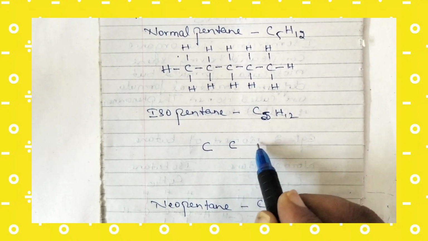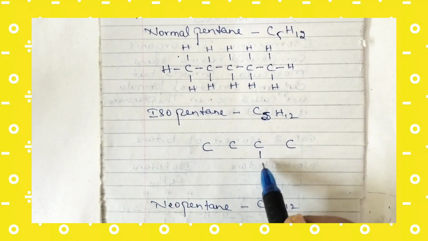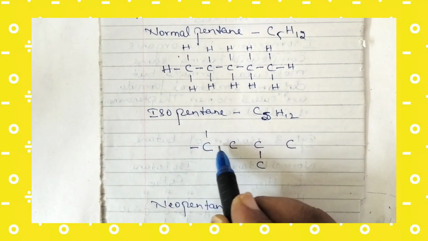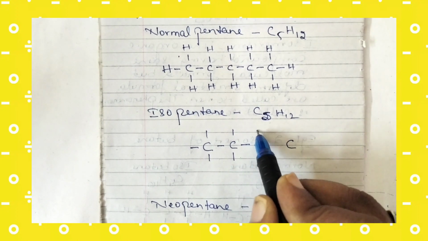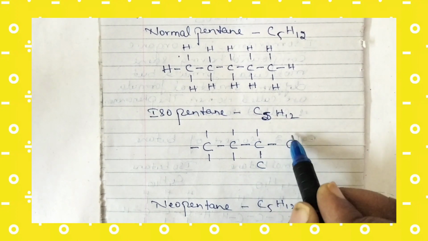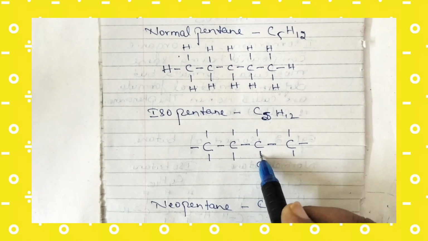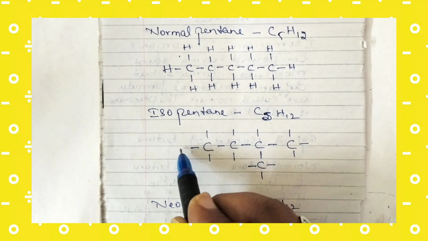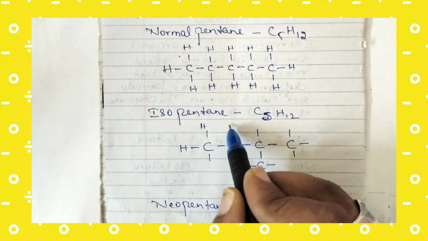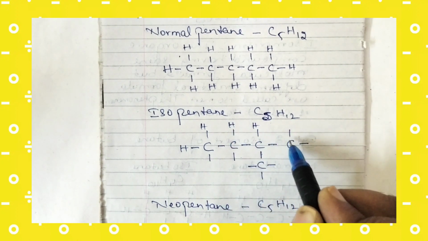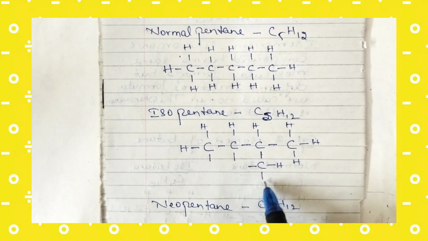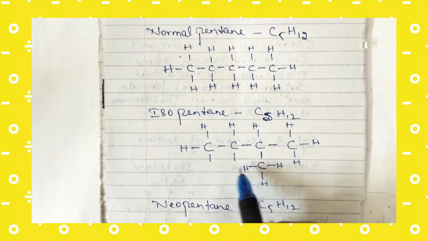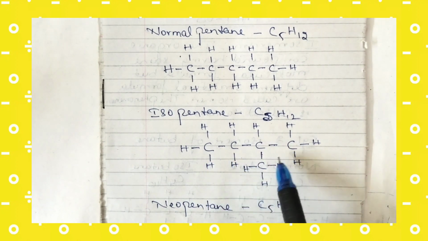1, 2, 3, 4, 5. So 1, 2, 3, 4. 1, 2, 3, 4. 1, 2, 3, 4, 5, 6, 7, 8, 9, 10, 11, 12. So here we have written the branched chain.